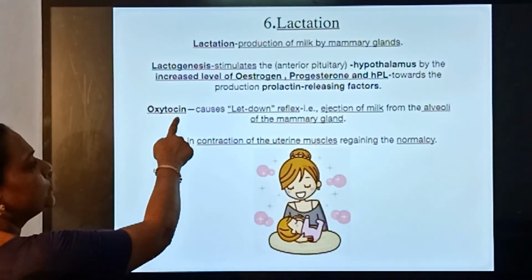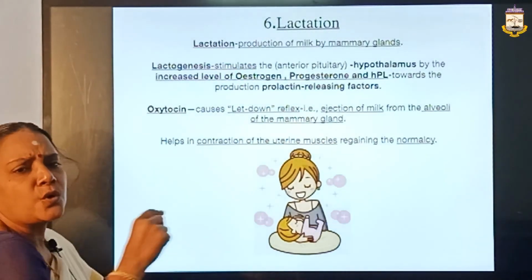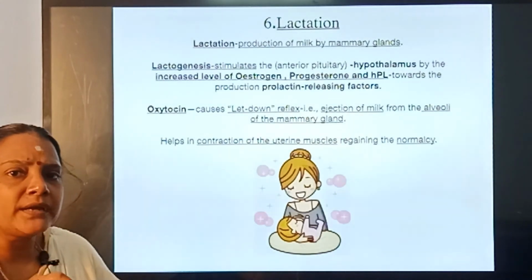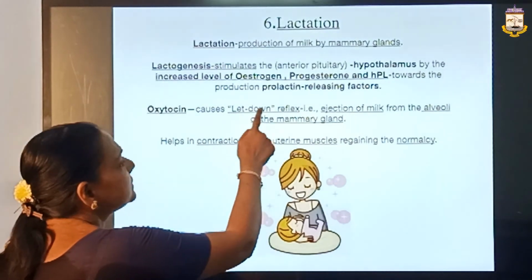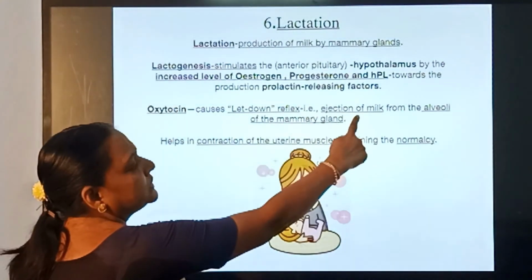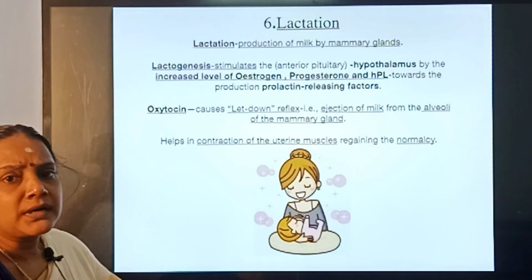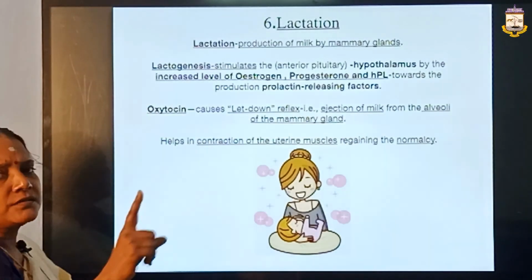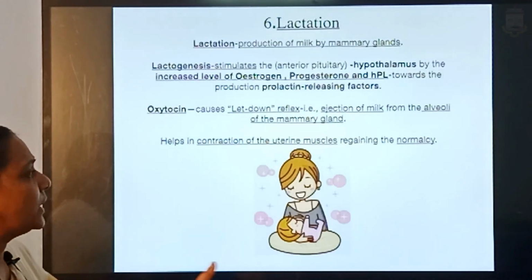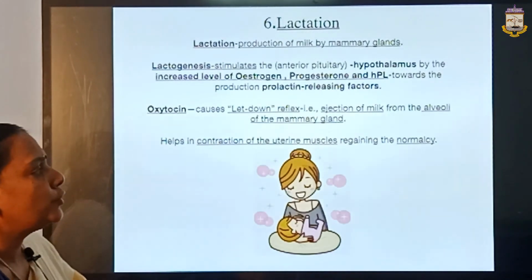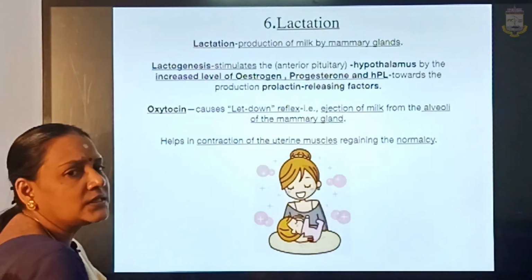And then oxytocin causes the let-down reflex. All these have to be pointed out when you write your notes, isn't it? This let-down reflex of the oxytocin results in the ejection of milk. From where? From the alveoli of the mammary gland. So this one particular point gives 1 mark for you. This is a must. You have to write this particular point when you go for the examination if this question is asked.